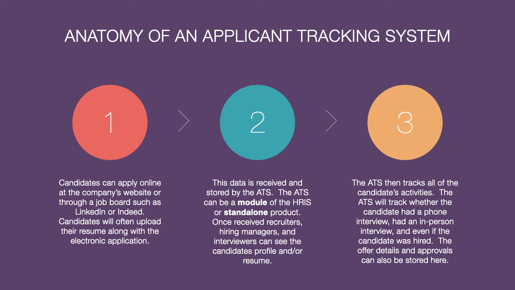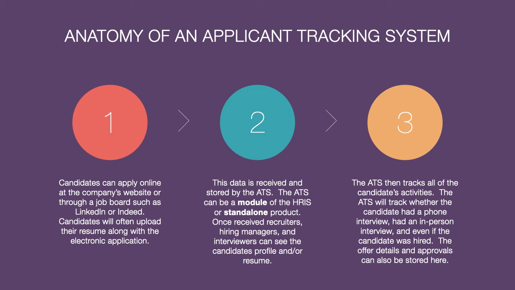The anatomy of an applicant tracking system. So candidates can apply online at the company's website or through a job board such as LinkedIn or Indeed. Candidates will often upload their resumes along with the electronic application that they're asked to fill out. The data is received and stored in the applicant tracking system, and it can again be a module of an HRIS or a standalone product. Once received, recruiters, hiring managers, and interviewers can see the candidate's profile and or their resume.